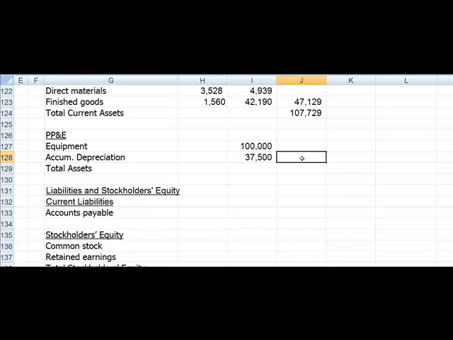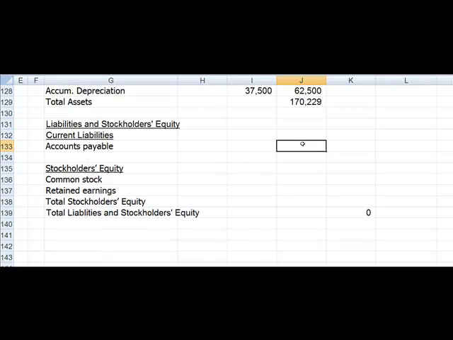And to get my net property, plant, and equipment, I will take my equipment minus, remember we subtract accumulated depreciation, and so net property, plant, and equipment is $62,500. I'm going to add my total current assets plus my net property, plant, and equipment, and my total assets are $170,229. Now we're ready to do liabilities and stockholders' equity.